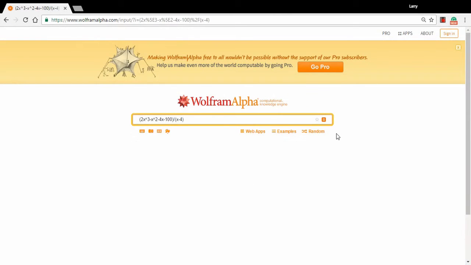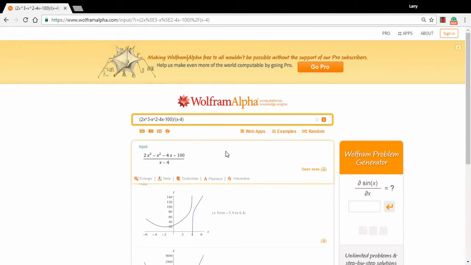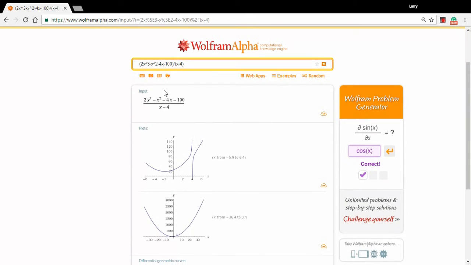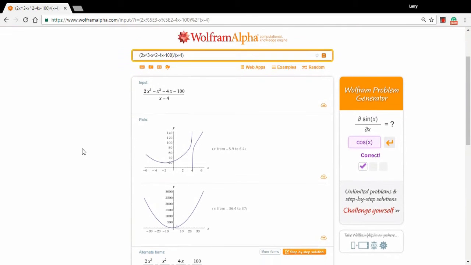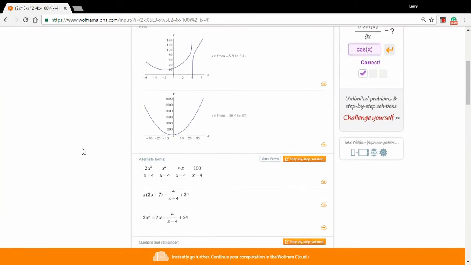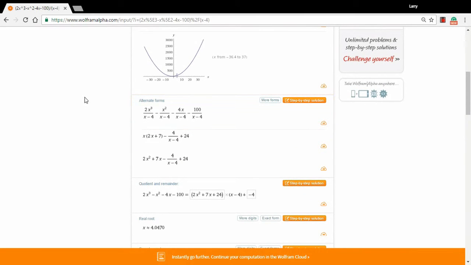It computes there, and it gives us the input. It shows us this divided by that, so that's good. I did type it in right. That's something to check always, that you haven't made a mistake that way. Shows us some interesting plots, and then gives us a couple of different ways of looking at it. Probably the most relevant one is going to be this one.